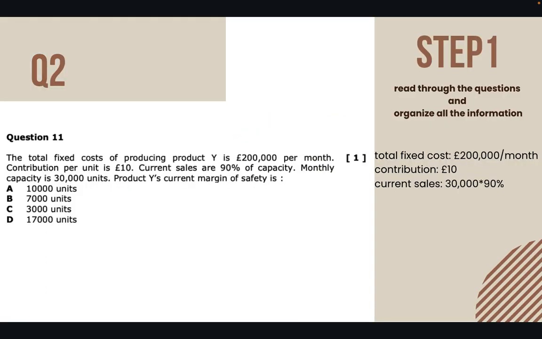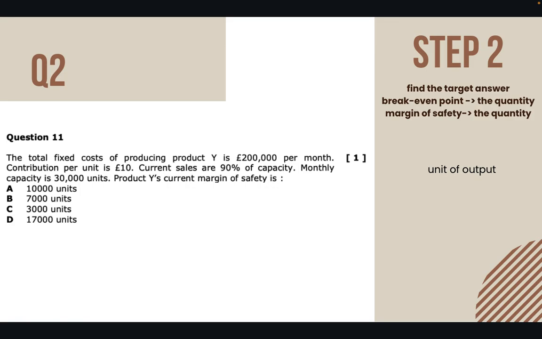So question 2. The total fixed cost of producing product-wide is 200,000 per month. Contribution per unit is 10 pounds. Current sales are 90% of capacity. Monthly capacity is 30,000 units. Product-wide's current margin of safety is? So we organize the information. The total fixed cost is 200,000 per month, and the contribution is 10 pounds. And the current sales is 30,000 times 90%.